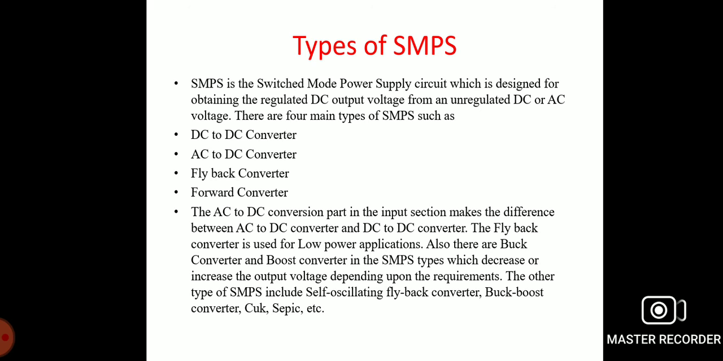There are also buck converters and boost converters in SMPS types, which decrease or increase the output voltage depending on the equipment requirements. Other types of SMPS include the self-oscillating flyback converter, buck-boost converter, buck spike, etc.